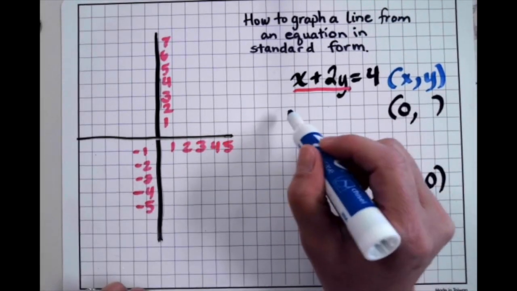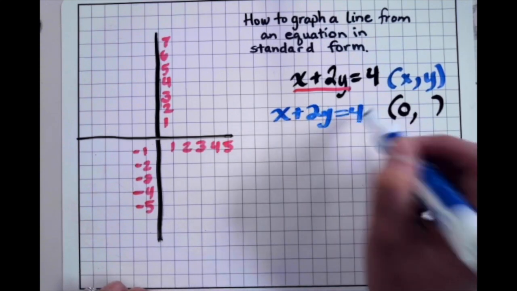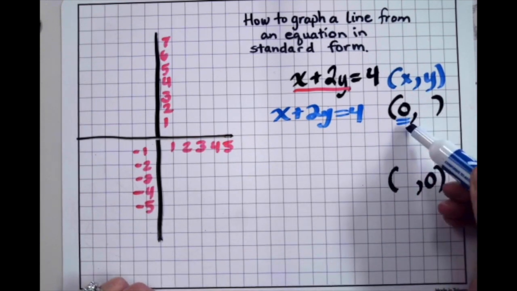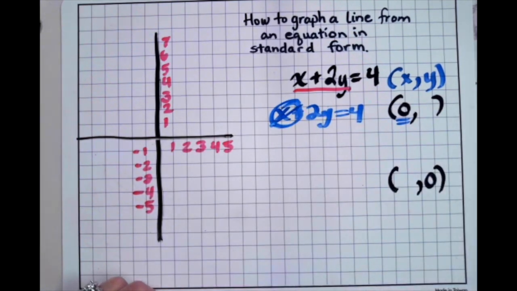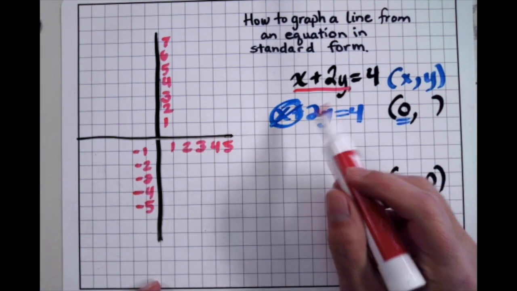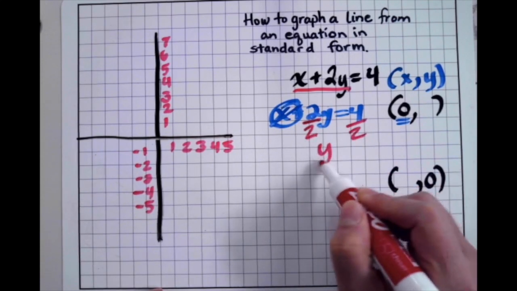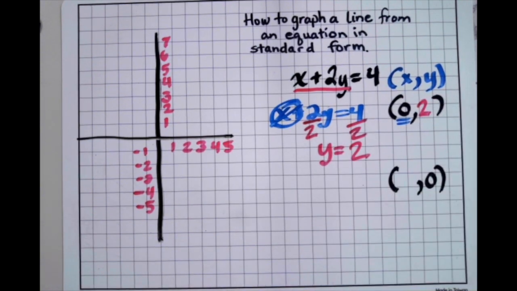Next, rewrite your equation, x plus 2y equals 4. And for this first one, you're going to make x a 0 because you have a 0 in this spot. So make this x, circle it, make it a 0. Now I'm going to solve. The way I would solve that is I would divide both sides by 2, and then I have y equals 2. So then here is my first point, 0, 2.